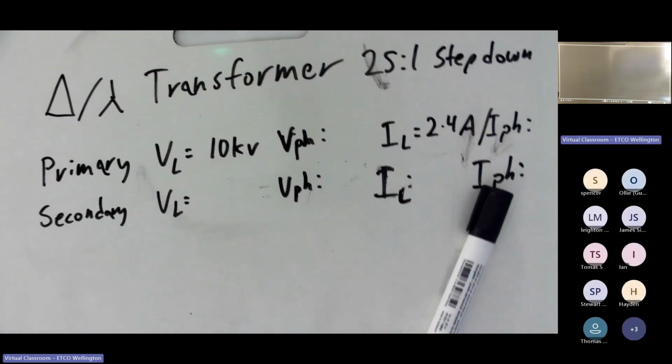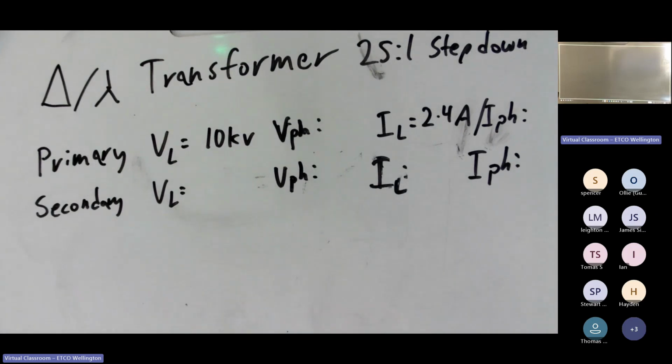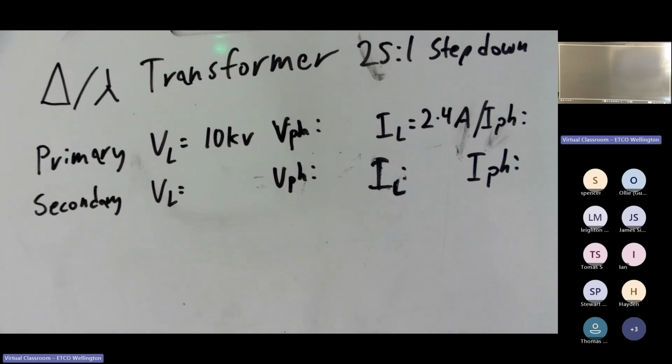Cool. So we will work on this. So we've got a delta star transformer. It's 25 to 1 step down. We know our primary line voltage is 10 kV, and then we know that our line current on the primary is 2.4 amps. Cool. So now we will work out voltage phase.